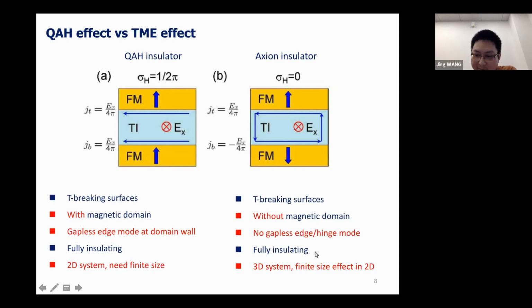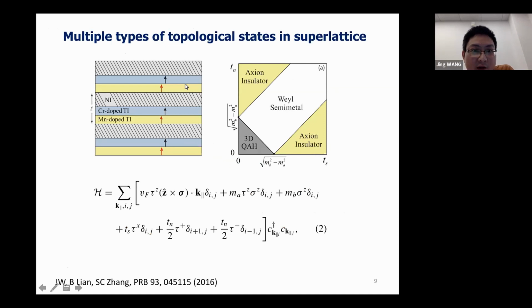So how do we realize the quantum anomalous Hall effect and the axion insulator in a single pristine material? That's what we propose. We play with a simple model where you take a chromium-doped or magnetically doped topological insulator and combine them as a superlattice, and then you get many interesting phases such as the axion insulator, the Weyl semimetal, or the 3D quantum anomalous Hall state. But that was at that time, when we played with this magnetically doped topological insulator.